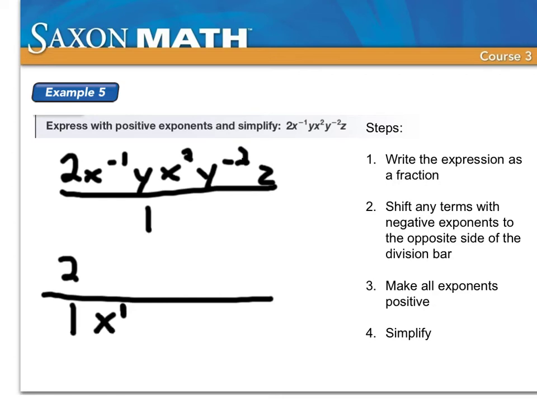Well, this y is going to stay put because it doesn't have an exponent with it. This x squared is going to stay put because the 2 is positive. This y to the negative second is going to go to the bottom, and the exponent is going to be positive, so it's going to be y squared. And the z is going to stay on top because it has no exponent. So again, notice the expressions with negative exponents move to the bottom and made the exponents positive. Now we need to simplify.